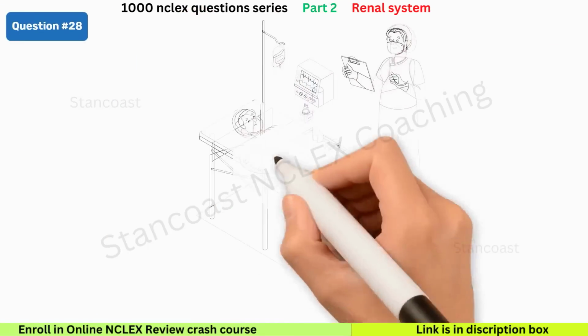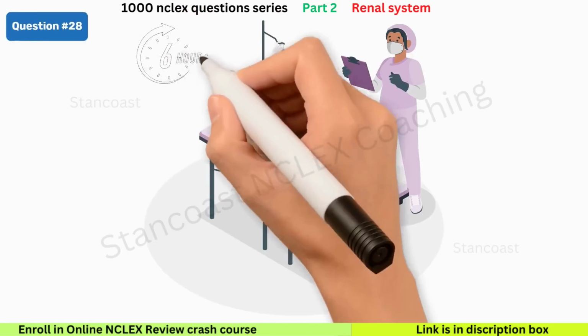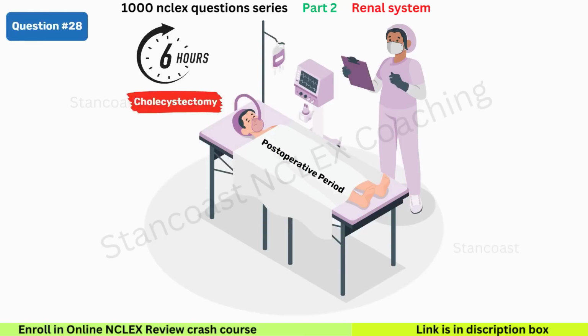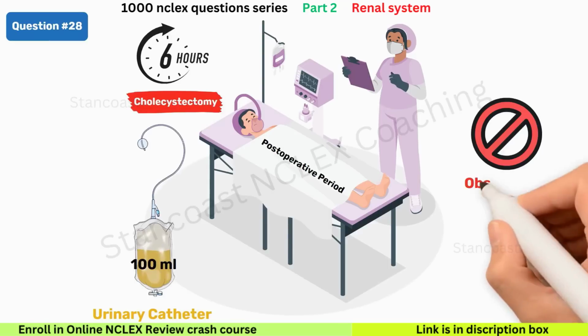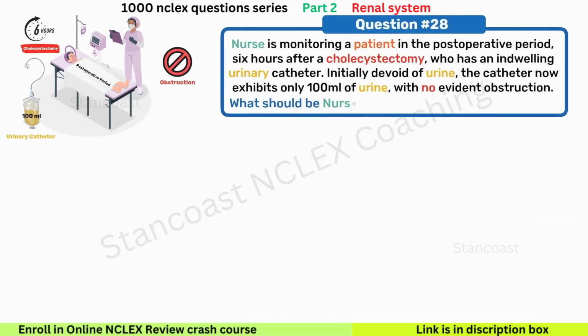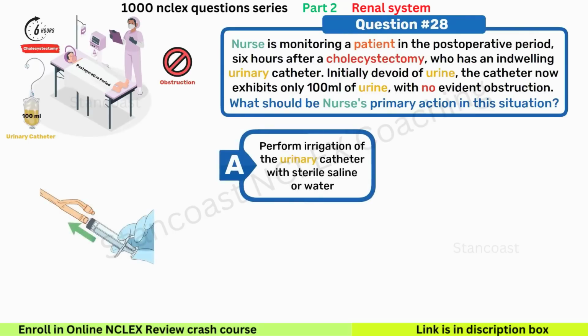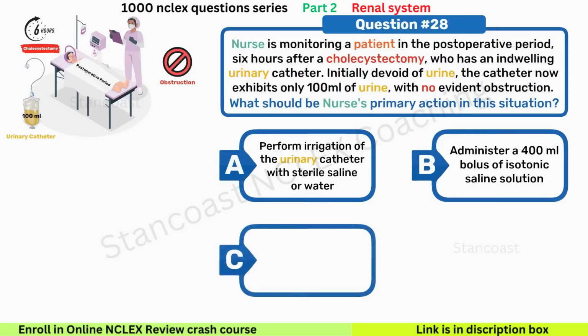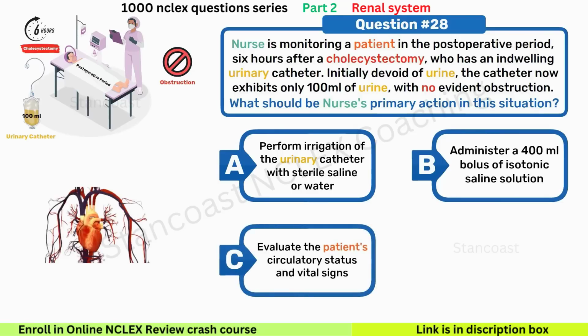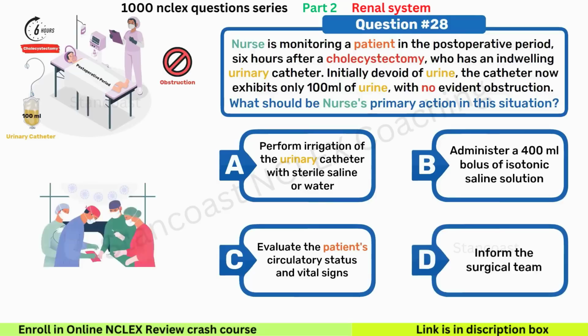The nurse is monitoring a patient in the post-operative period, 6 hours after a cholecystectomy, who has an indwelling urinary catheter. Initially devoid of urine, the catheter now exhibits only 100 milliliters of urine with no evident obstruction. What should be the nurse's primary action in this situation? A. Perform irrigation of the urinary catheter with sterile saline or water. B. Administer a 400 milliliter bolus of isotonic saline solution. C. Evaluate the patient's circulatory status and vital signs. D. Inform the surgical team.